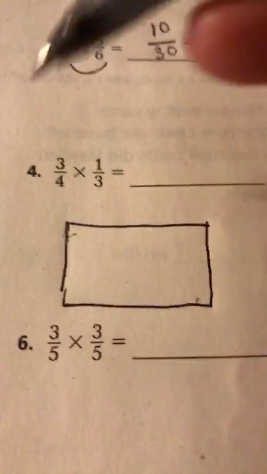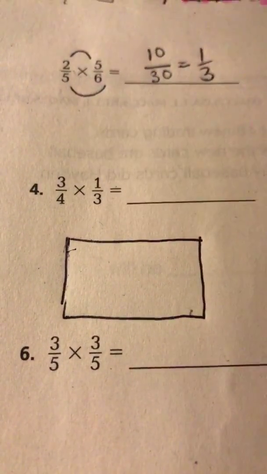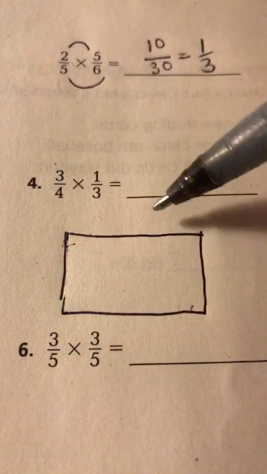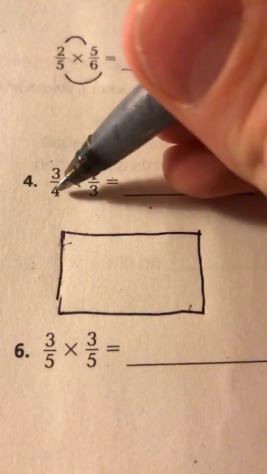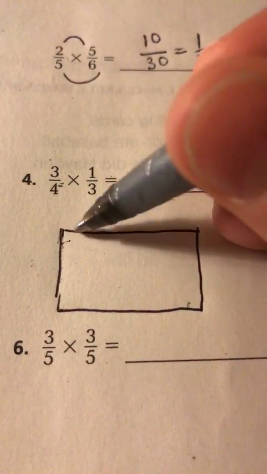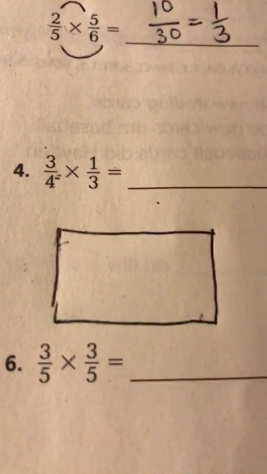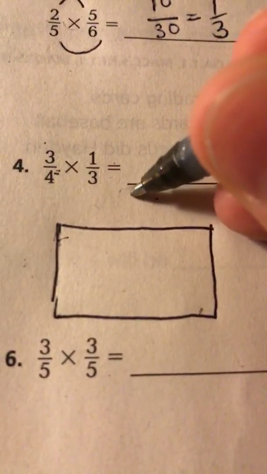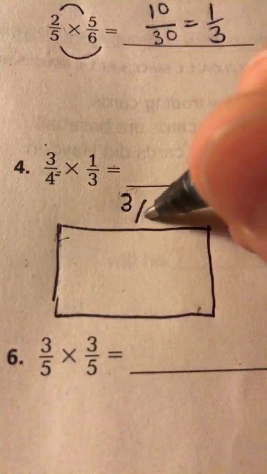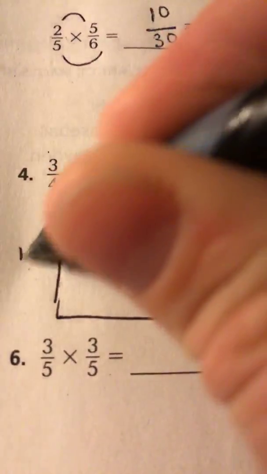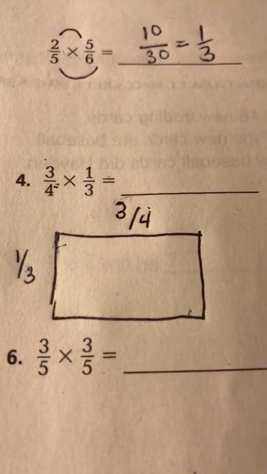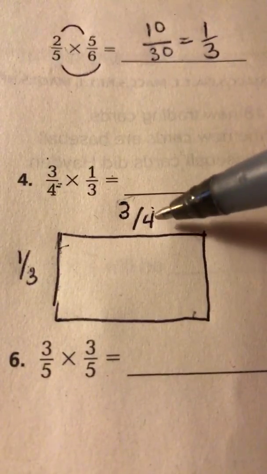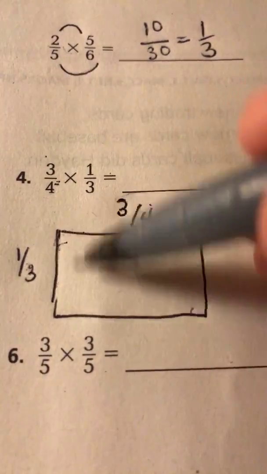All right, anyways. So 3/4 times 1/3. Again, it doesn't matter which you label on which of your axis. However, I tend to label the one with the bigger denominator on my long side just because I have more space then to draw my lines. So I'm going to label this one as 3/4 and this one is 1/3. But again, it really doesn't matter how you label it because we can change the order of our factors. But anywho, I'm going to divide this into 3/4.